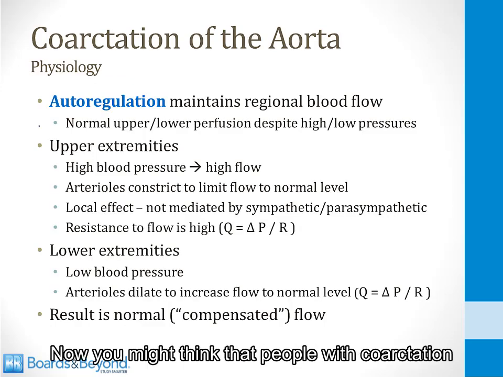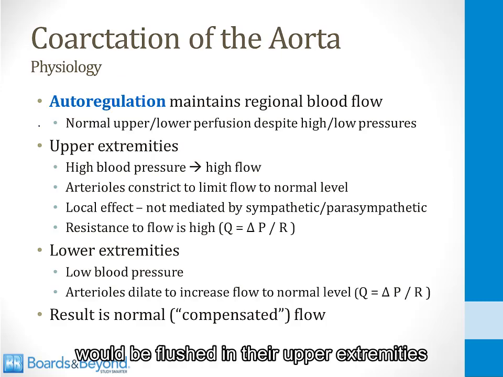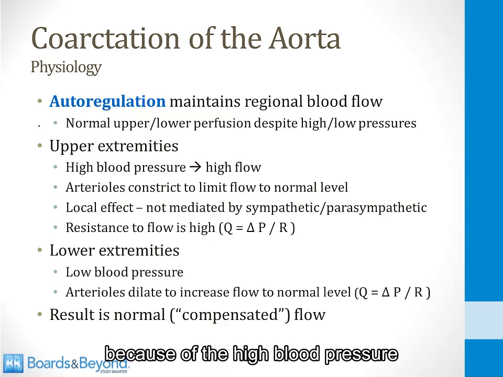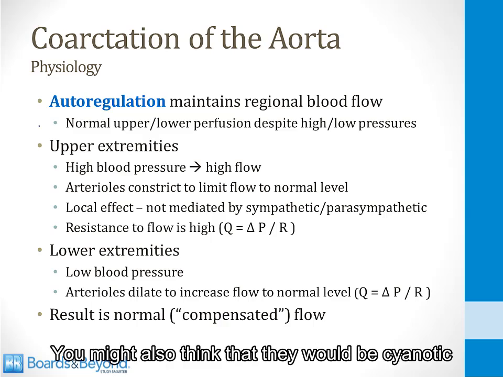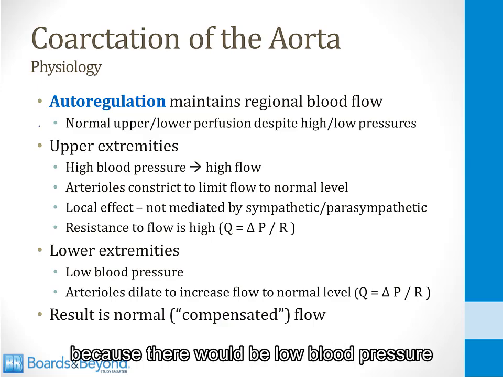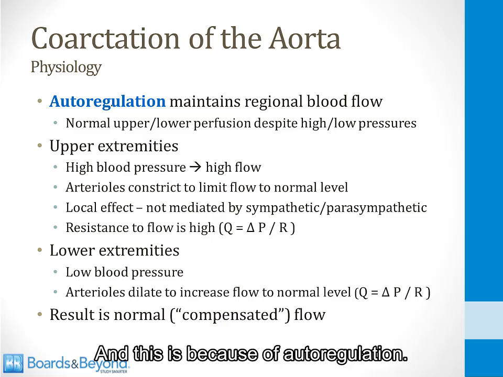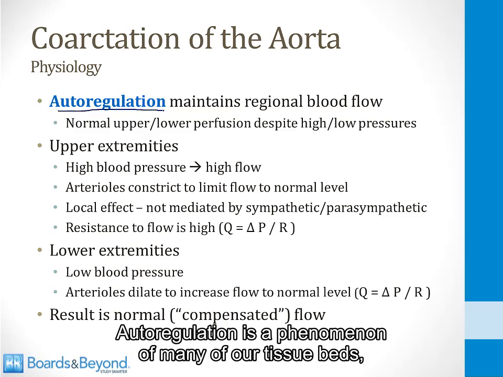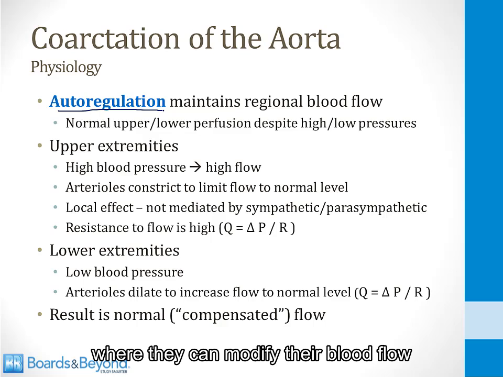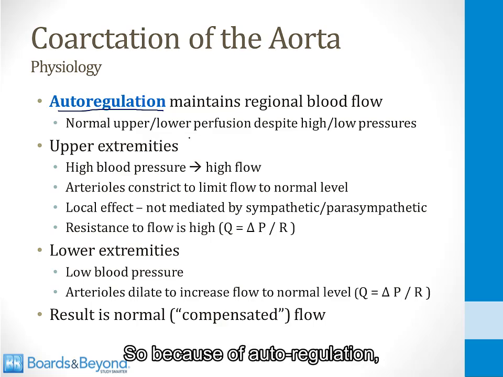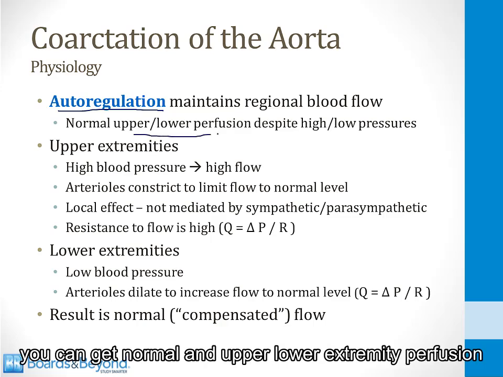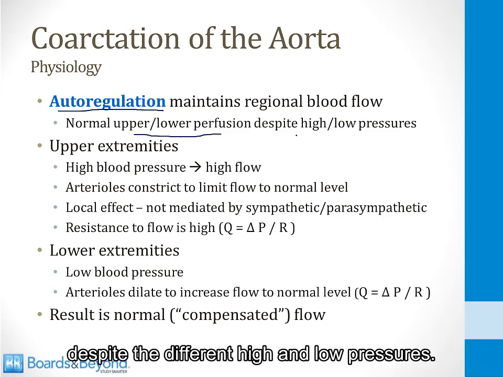Now you might think that people with coarctation would be flushed in their upper extremities because of the high blood pressure and the high blood flow. You might also think that they would be cyanotic in their lower extremities because there would be low blood pressure and poor blood flow. However, it turns out that often doesn't happen, and this is because of autoregulation. Autoregulation is a phenomenon of many of our tissue beds where they can modify their blood flow to maintain normal regional blood flow.